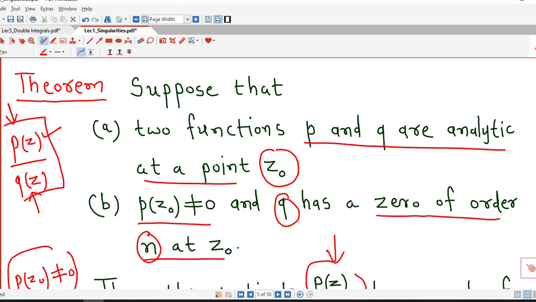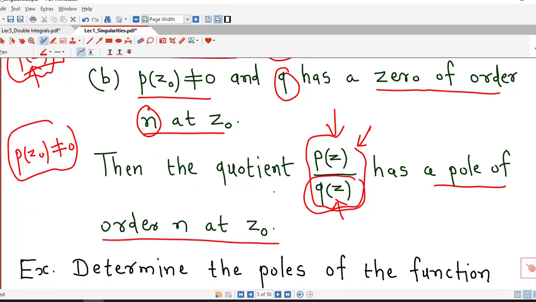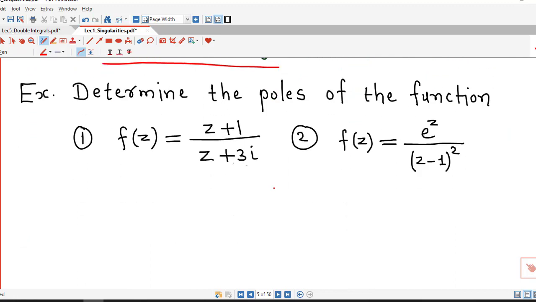So suppose these two functions are analytic at some point z0, and suppose the value of the function p at z0 is non-zero, and suppose z0 is a 0 of q of z of order n, then z0 is a pole of order n of the quotient function p of z upon q of z. So using this result we can determine the poles of some functions.